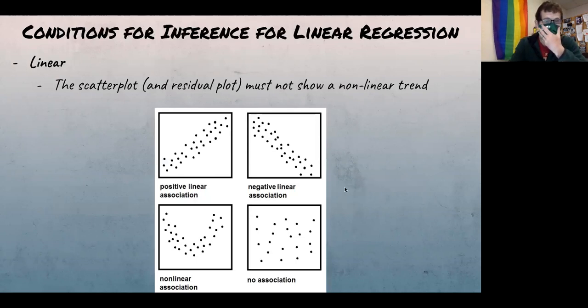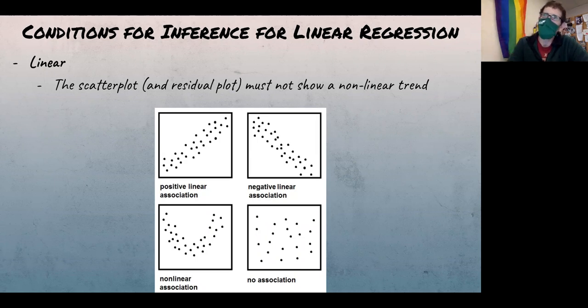Okay, here we're going to run through a few things real quick. These are the conditions. Now we've gotten pretty familiar with our conditions by now. So 10%, random, and normal. But we have some other things that we need to consider when it's inference for linear regression. First of all, we have to make sure that our scatter plot is actually linear.